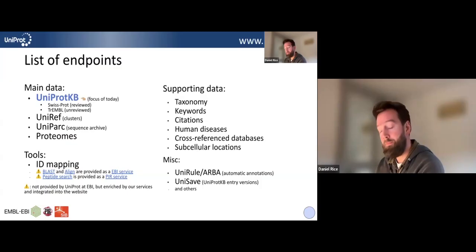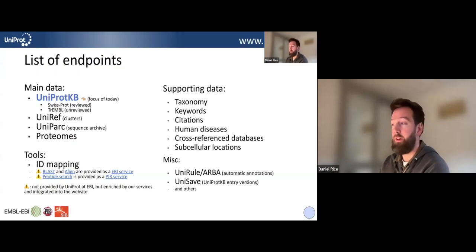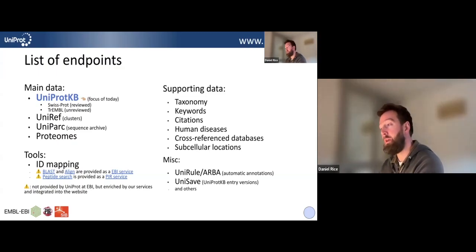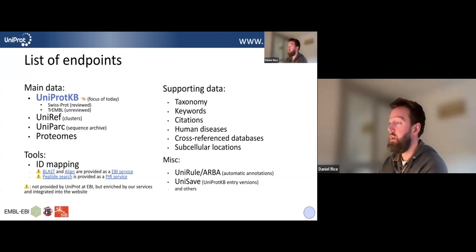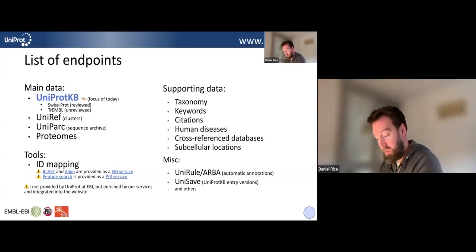And then we have the proteomes, which is the set of proteins expressed by an organism. And then we have the supporting data: taxonomy, keywords, citations, human diseases, cross-reference databases, subcellular locations, and all these things are really just supporting the main databases on the left-hand side. And then we have some tools available here. ID mapping, which we'll have an example of, is used to map from one set of IDs in some database to another database.